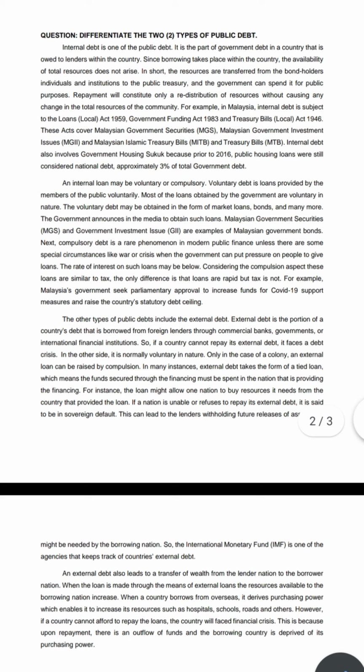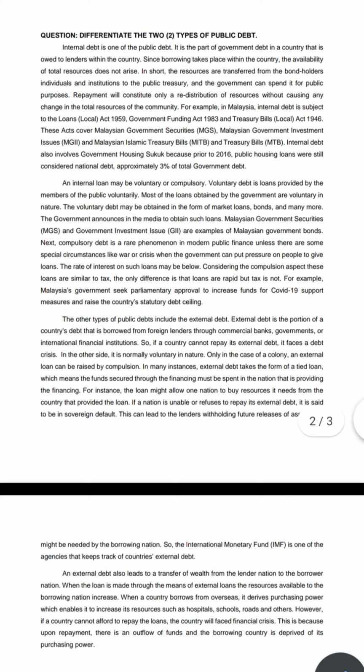In the case of internal debt, it is the part of government debt in a country that is owed to lenders within the country. The resources are transferred from the bondholders, individuals, and institutions to the public treasury, and the government can spend it for public purposes.